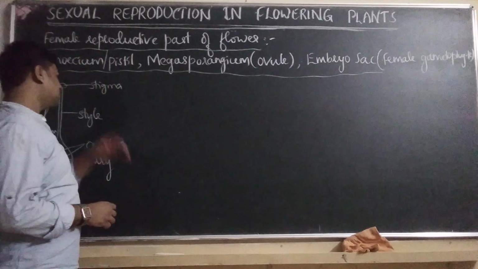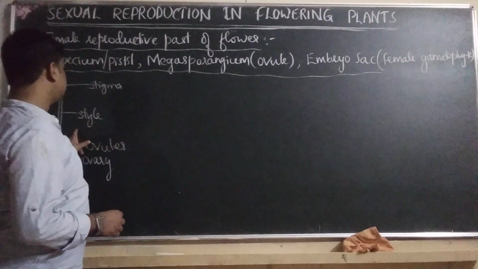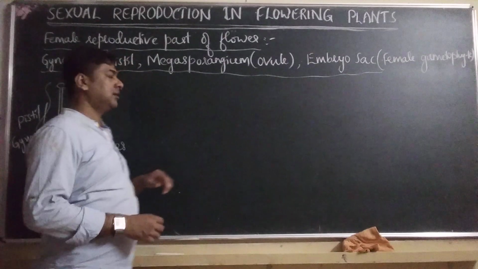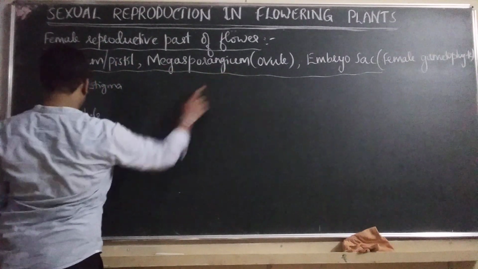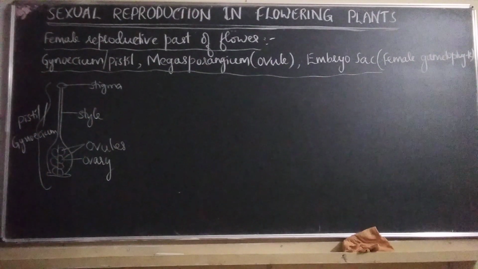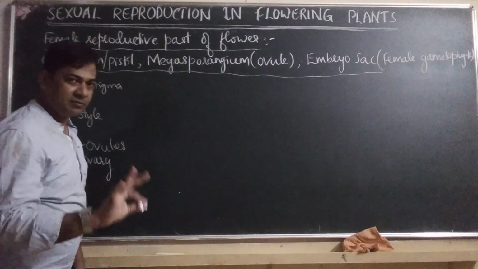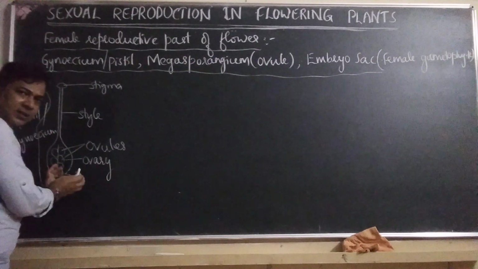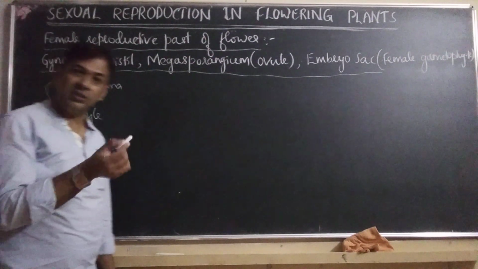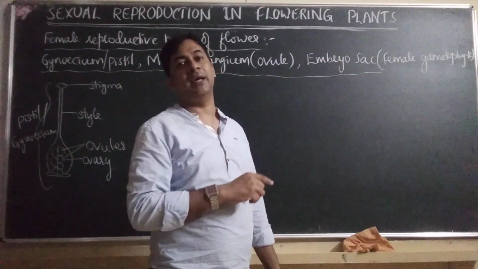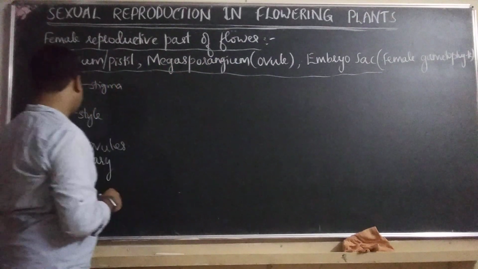So now let us see the structure of the ovule and embryo sac. Ovule is present inside the ovary, and inside the ovule, I repeat, don't get confused, it is very easy, you know this very well. Within the ovary, there are ovules. Within the ovule, there will be the embryo sac. Within the embryo sac, there will be the egg. See, I will show you now.